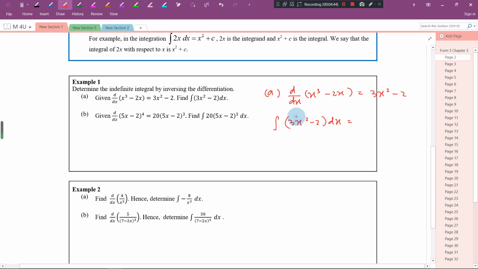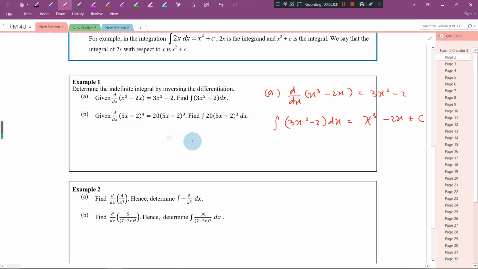We don't have to integrate one by one. We just copy. Because differentiate this, you get this. Integrate this, you get back this. X cubed minus 2x. And remember, for an indefinite integral, after we integrate it, always write plus c at the back.